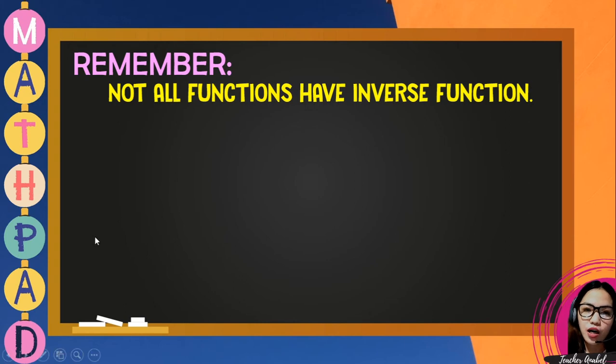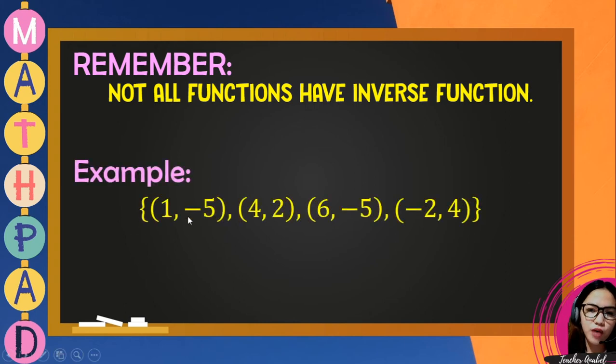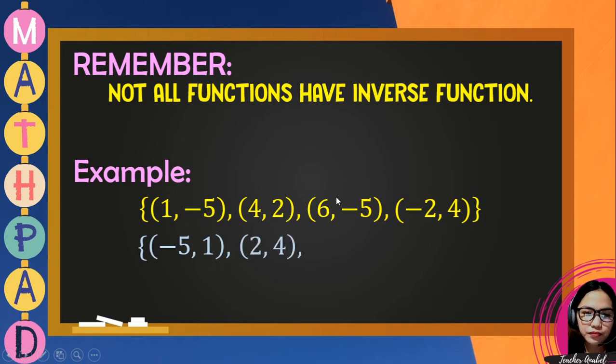So let us have this illustration. If we're trying to find the inverse of this set of ordered pairs, we are just going to interchange x and y. So for this one, we have negative 5, 1. For this one, we have 2, 4. Then we have here negative 5, 6. And we have here 4, negative 2.